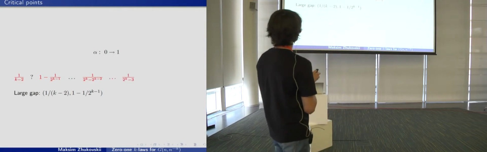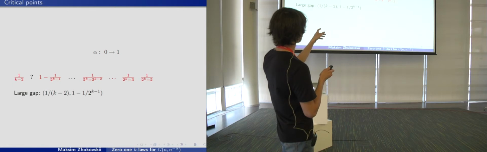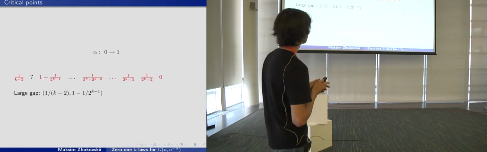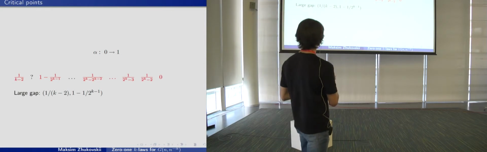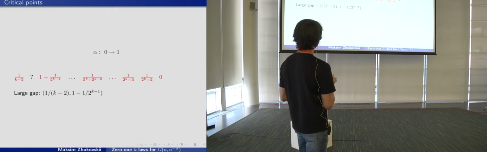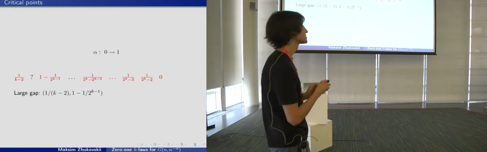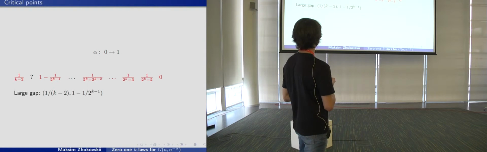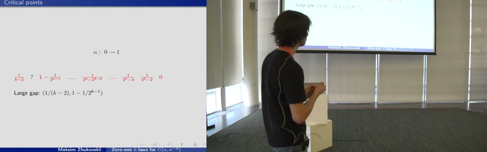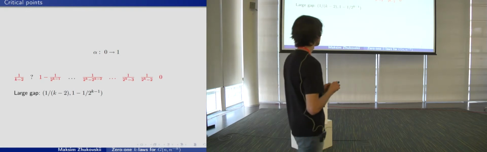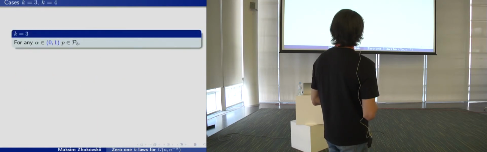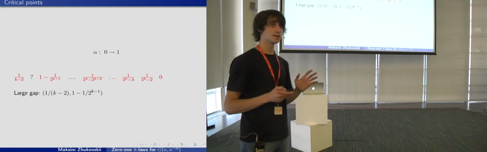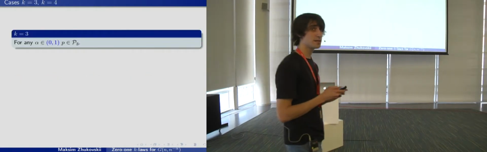Okay, and all other points are k critical, and we know them. So the first one here is this, and we know all the others. And the last one is 1, not 0, of course. So 1 minus 1 over 2 to the k minus 2 to the k minus 2, and so on. And the last 3 k critical points, you can see them. So let's consider small k. What happens when k equals 3?